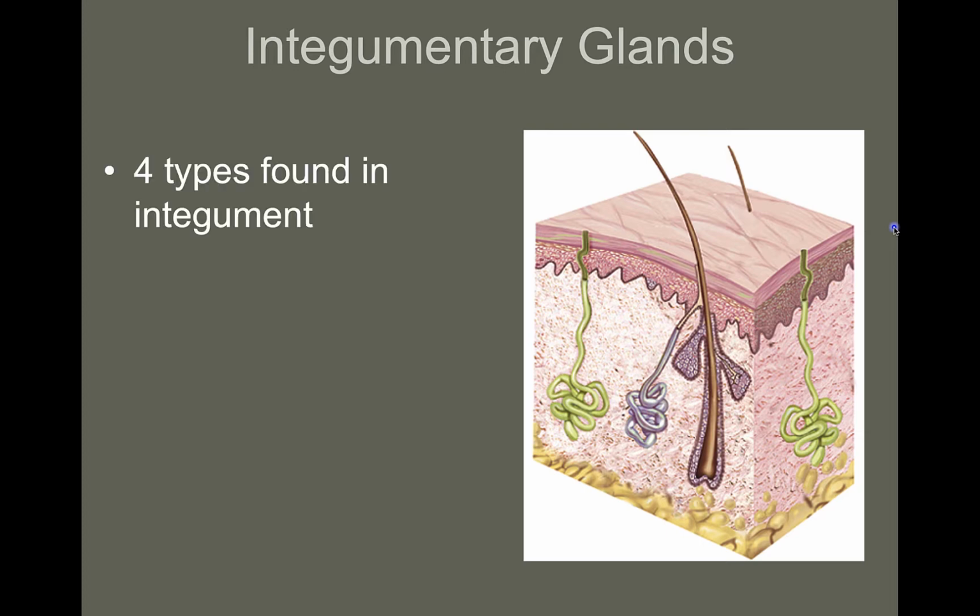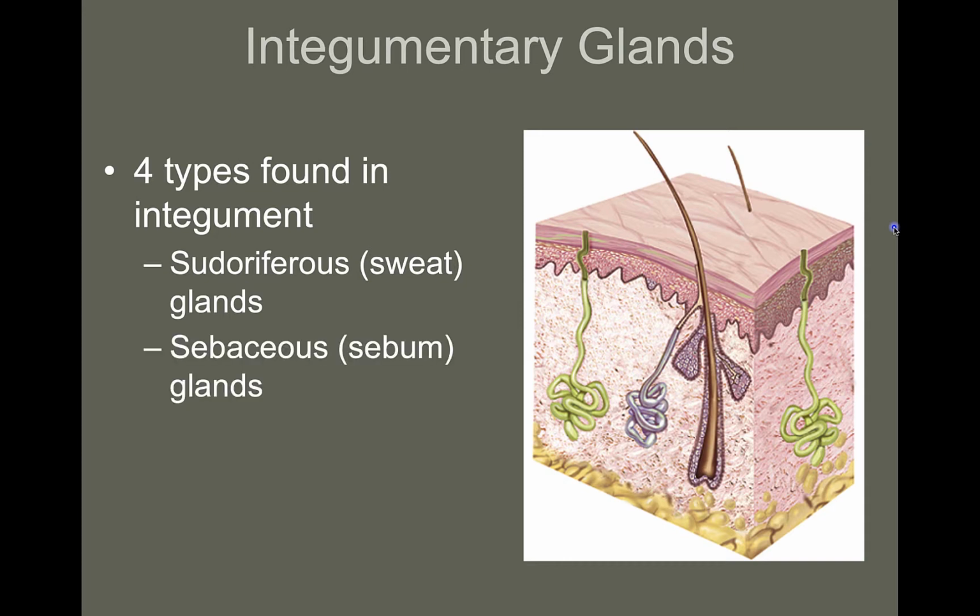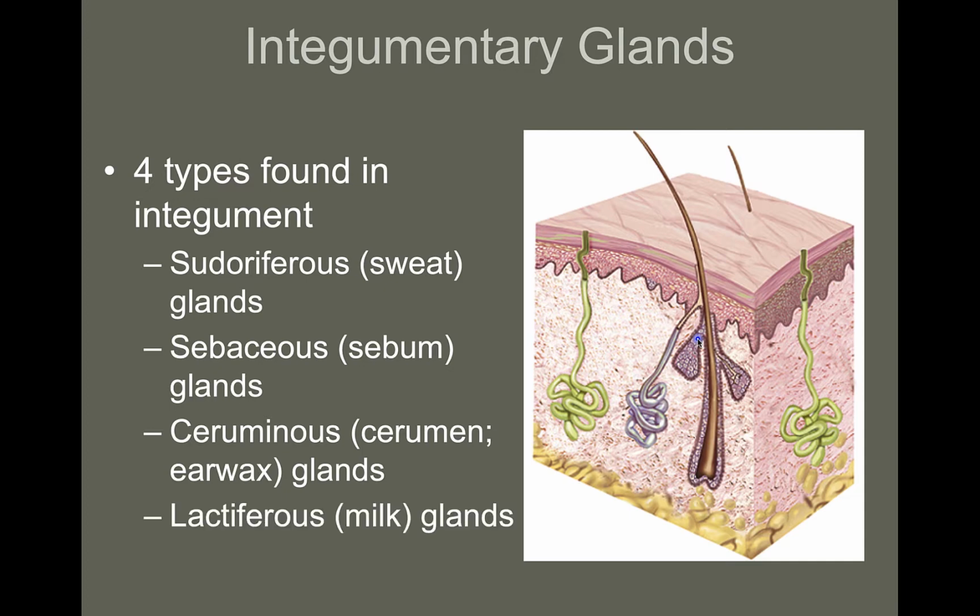Some glands that we'll be looking at, there are 4 types that are found in our integumentary system. So the first are sudoriferous glands. These are going to produce sweat. We have sebaceous glands. We can see these sebaceous glands, these flask-shaped glands associated with our hair. Ceruminous glands, these can be found in our ears, and they produce earwax. We're not going to be looking at those in this lab. And our lactiferous glands, you'll be looking at those in 202, and they are going to be producing milk.